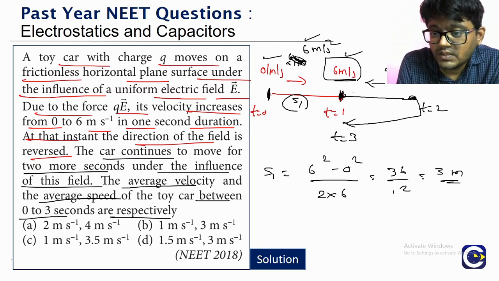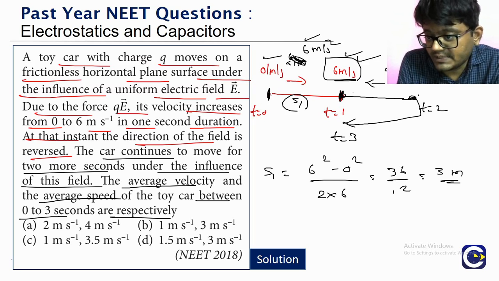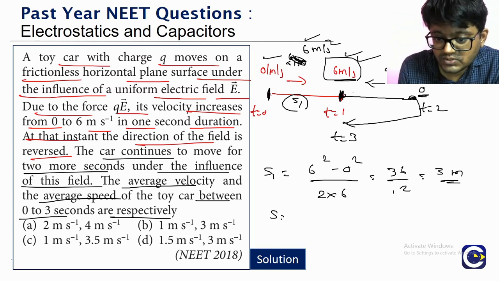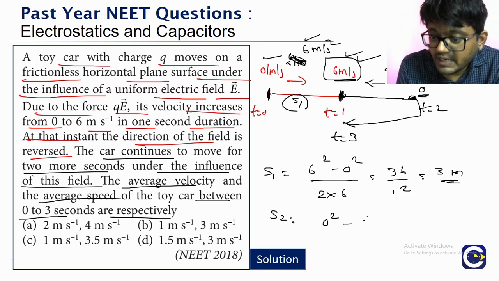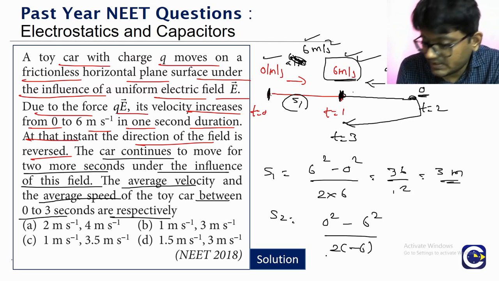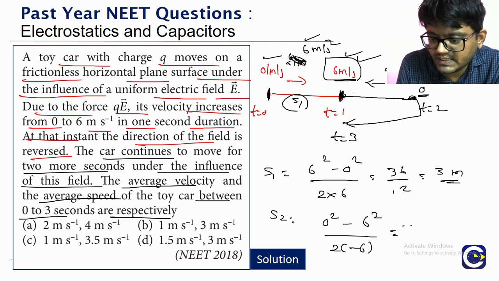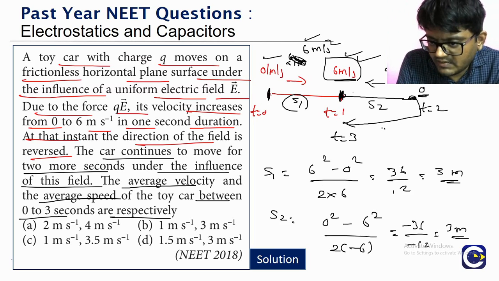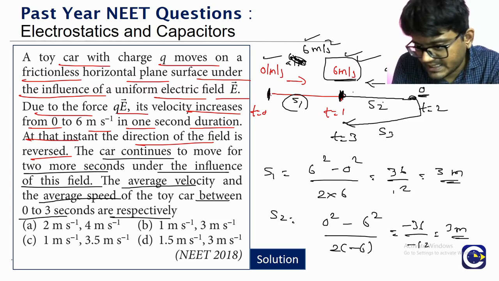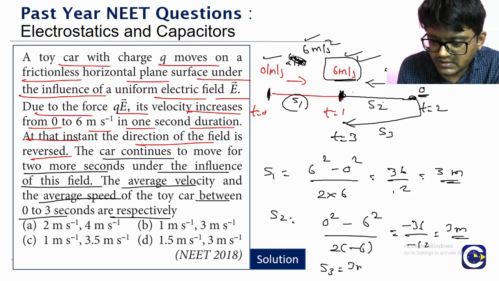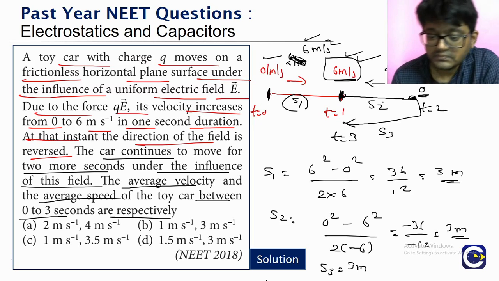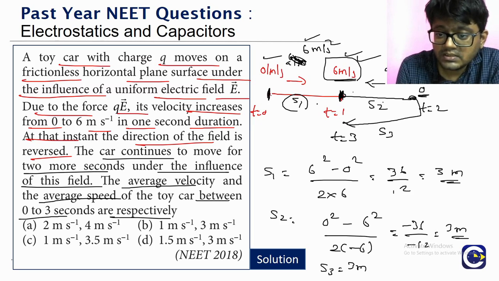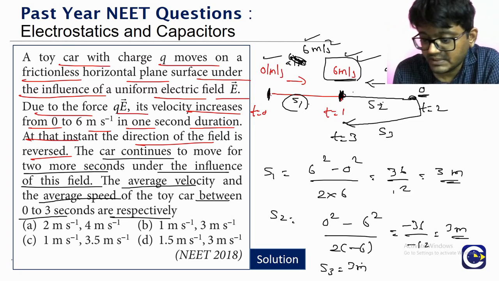We can calculate S2. S2 will be what? From 6 meter per second speed, the speed is coming to 0. Acceleration is what? Here we will take minus 6. So S2 will be V square minus u square divided by 2 into acceleration. Same kinematics formula. So minus 36 by minus 12, which is again 3 meters. By symmetry, we can even check it. S2 will be equal to S3, right? So S3 also will be equal to 3 meters. Now, total distance covered means S1 plus S2 plus S3, that is 3 plus 3 plus 3, 9 meters.